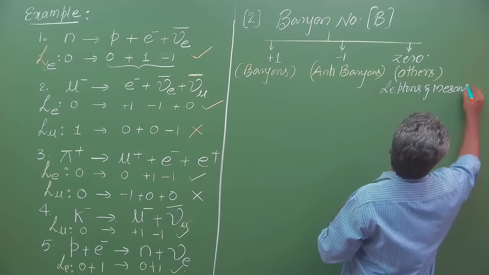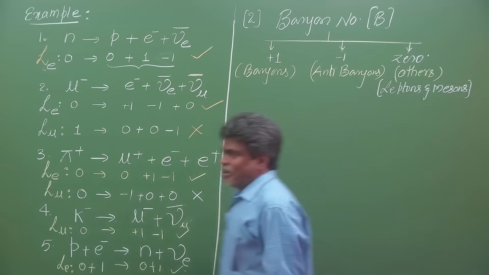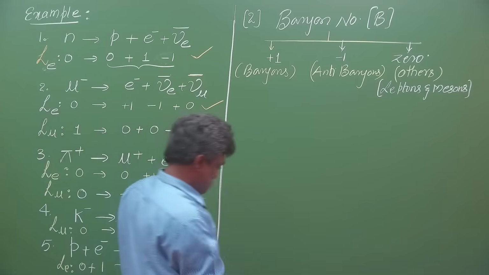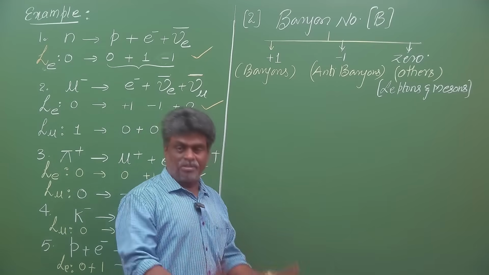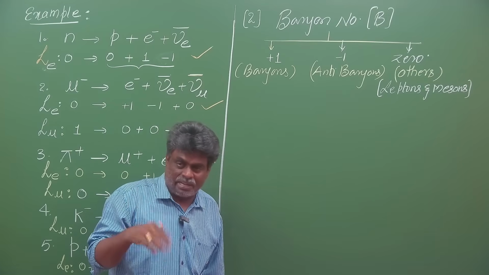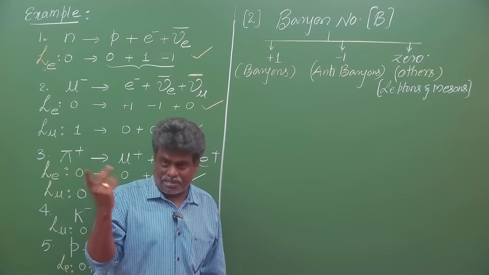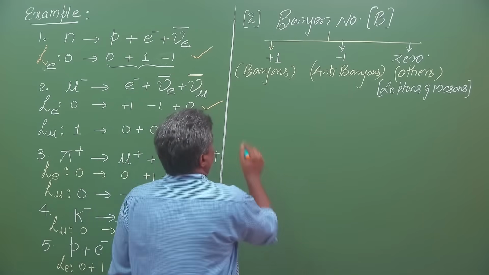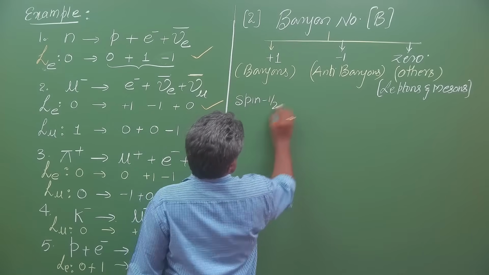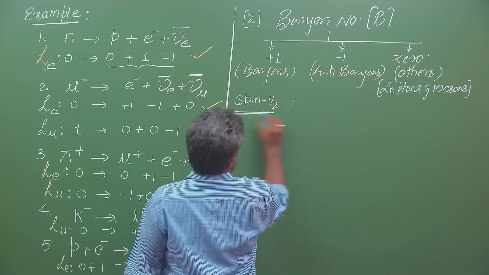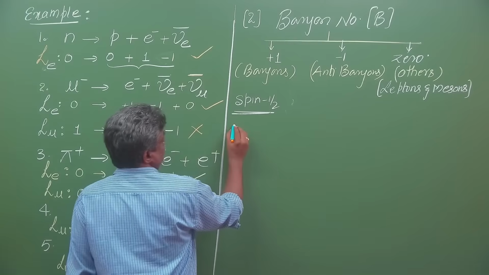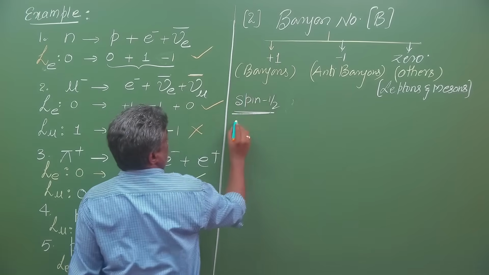Good, very good. So if you have a lepton, its baryon number is 0. If you have a meson, its baryon number is 0. For example, eta naught, 0. Sometimes your eyes will cheat. They will write eta and you think it is a neutron. Be careful, check carefully. So what baryons do we have? Spin half baryons. What are spin half baryons?